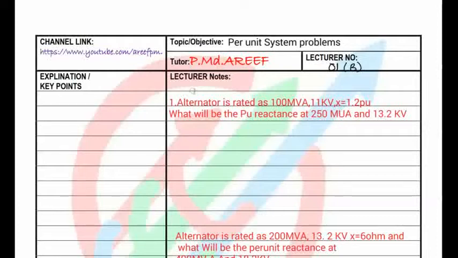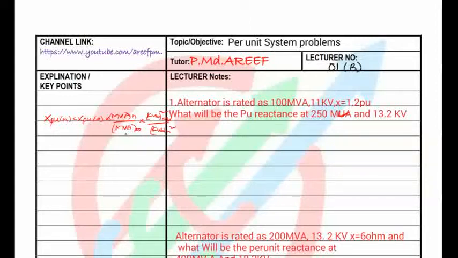The first question on the screen that we have here is: an alternator is rated at 100 MVA, 11 kV, and X is equal to 1.2 per unit. What will be the per unit reactance at 250 MVA and 13.2 kV? So the formula that we are going to use here is X per unit new is equal to X per unit old into MVA new divided by MVA old into kV base old whole square divided by kVb new whole square.